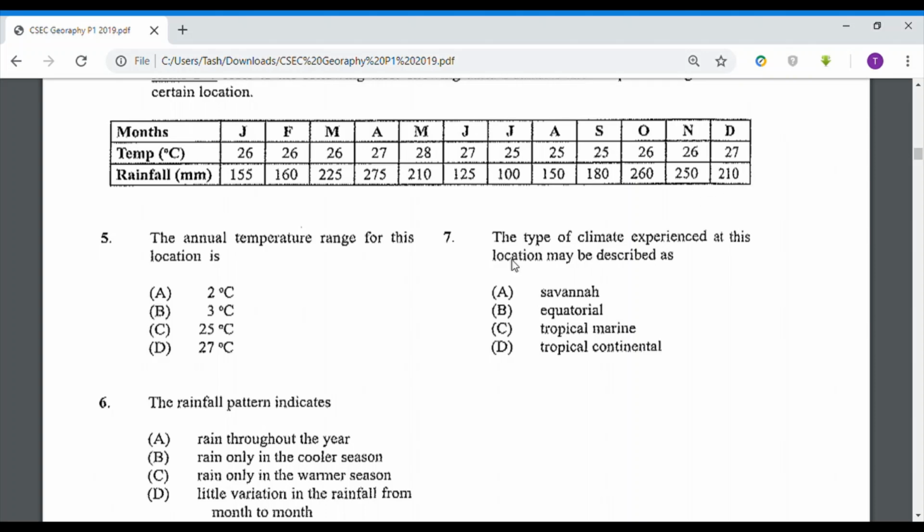So for number 7, the type of climate experienced at this location may be described as tropical marine. So we are seeing where it is warm all year round. We are also seeing where there is rainfall all year round as well.